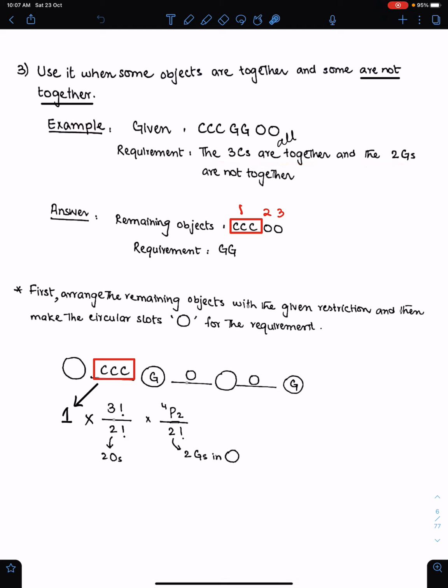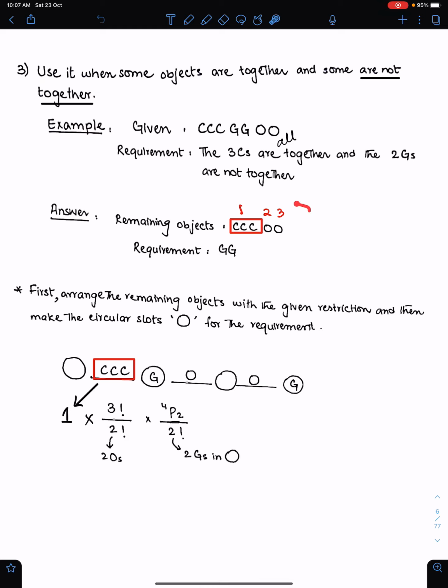So you have to count the 2 G's as the requirement, and the 3 C's with the remaining letters or objects. So the remaining objects are 3. The 3 C's are one object, because according to the given situation all 3 C's are together. So this makes one object. The 2 orange juices are 2 objects. So altogether we have 3 objects: 1, 2, 3. The requirement is the 2 G's. Not-together objects are always the requirement.